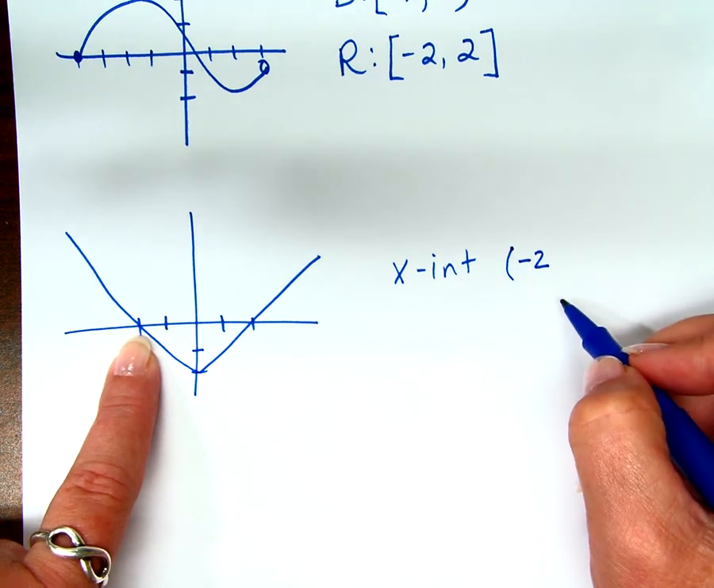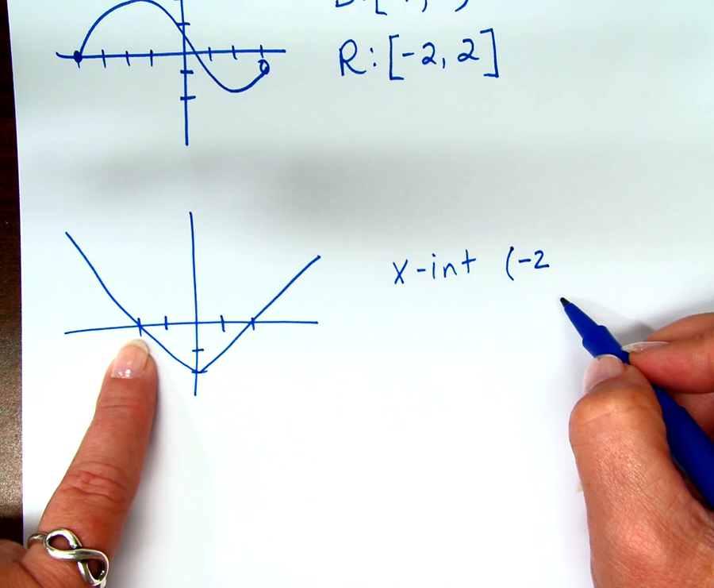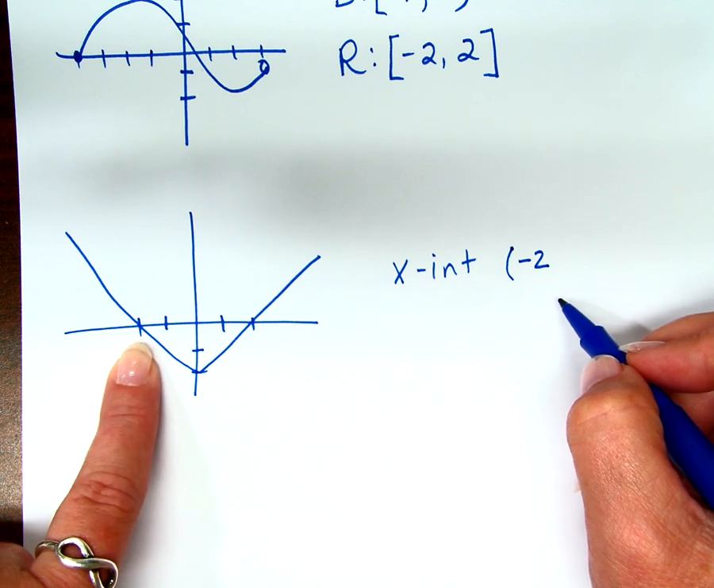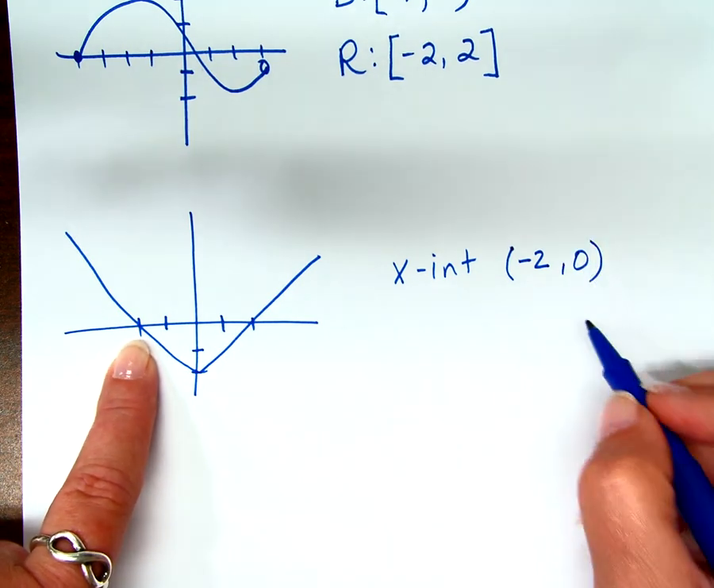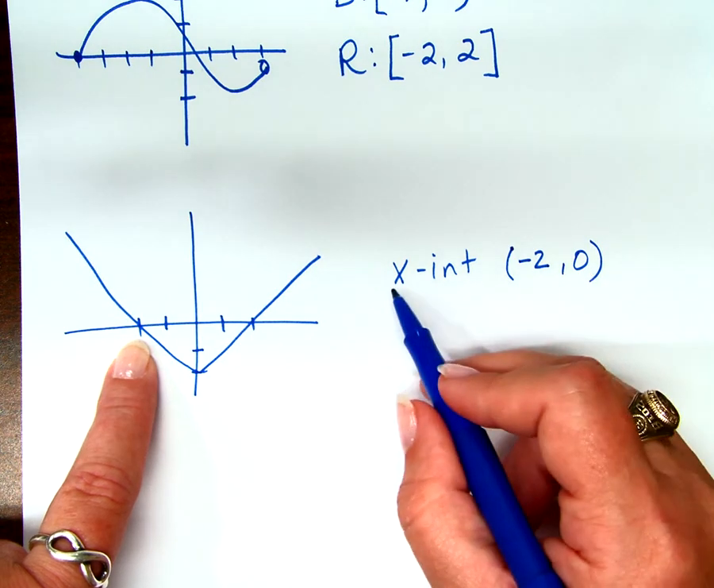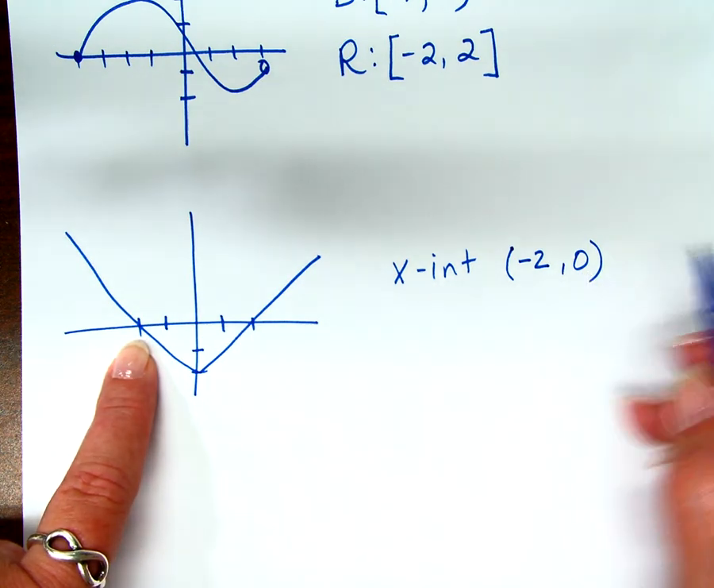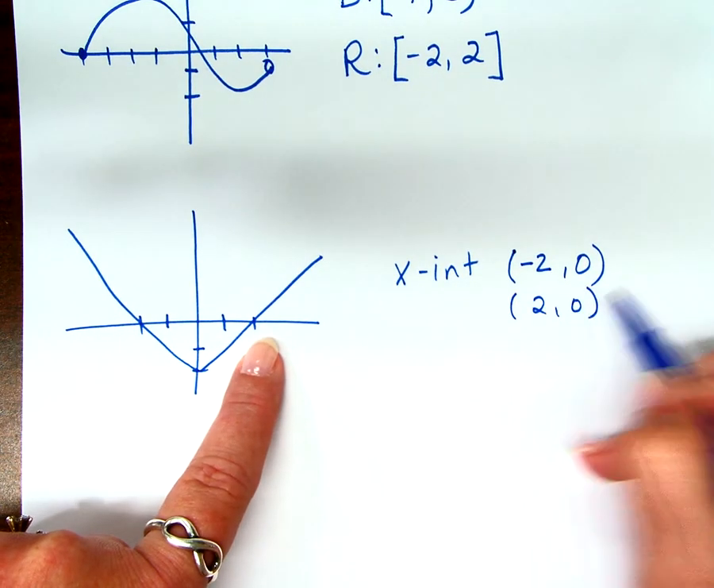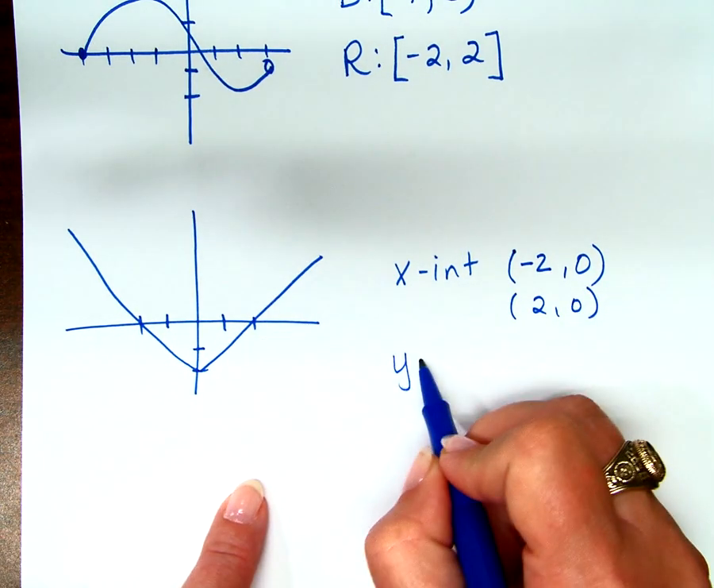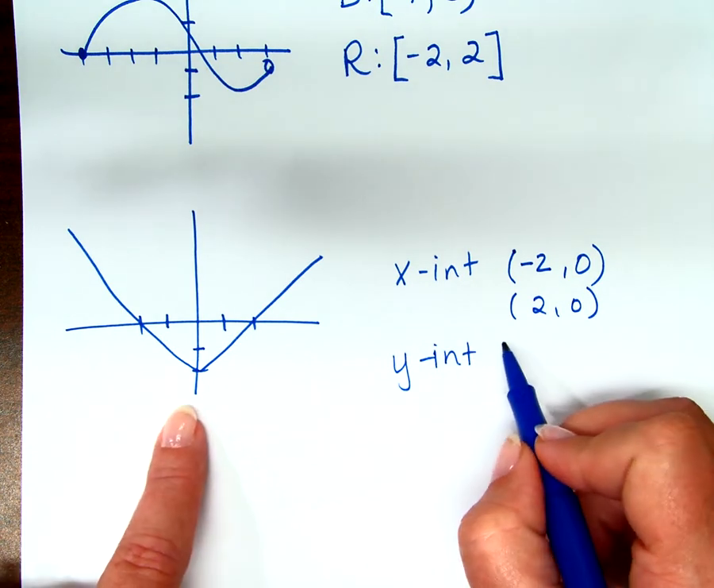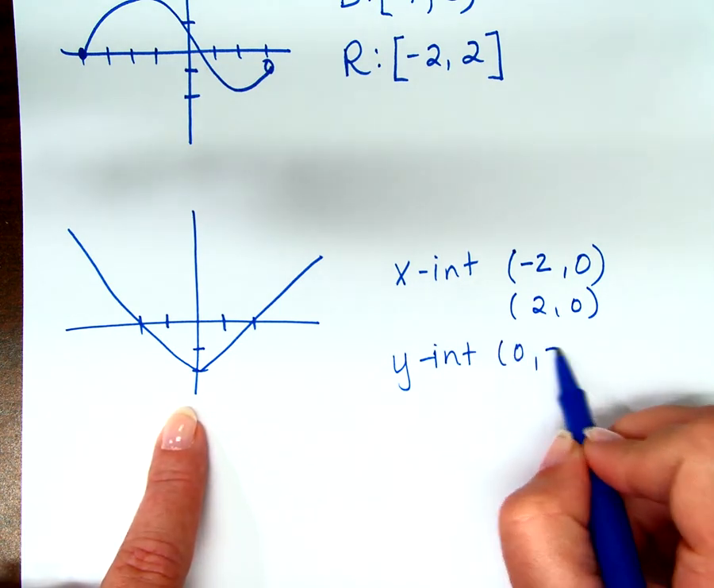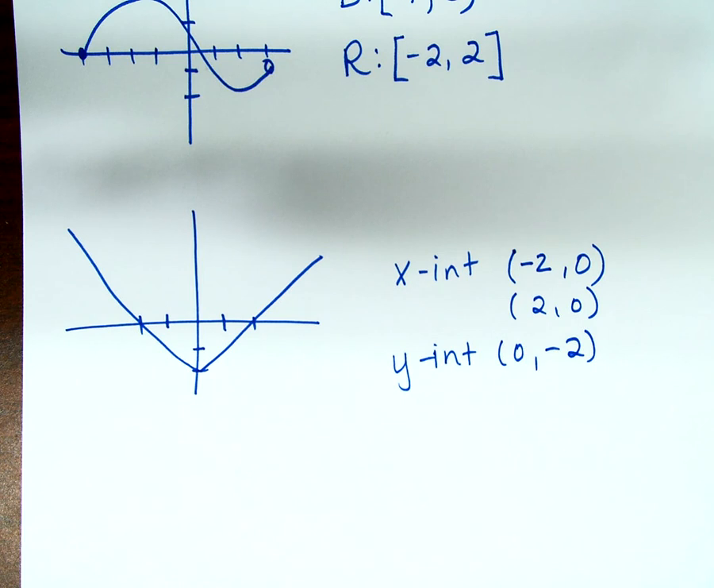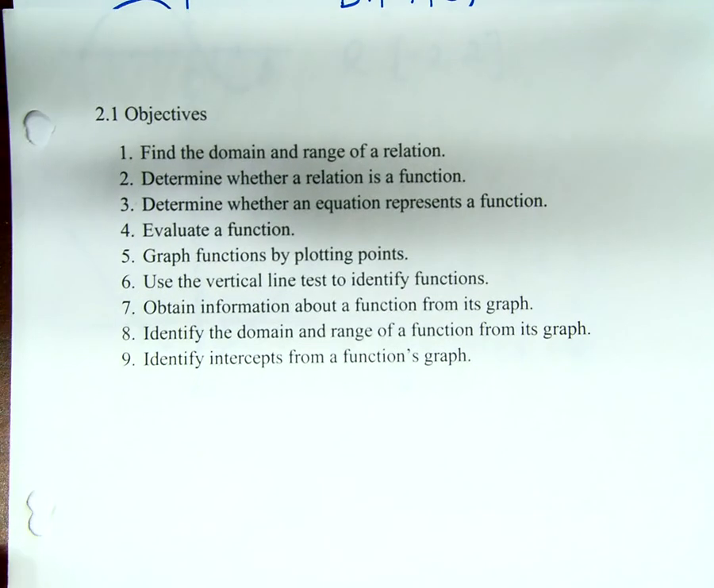You keep saying -2. Y-intercept is a point, right? So we can't just say -2 because -2 is just a number. -2, 0, right? We know it's an x-intercept because that's when y is 0. Is there another x-intercept? What is it? 2, 0. Okay. Is there a y-intercept? What is it? Question. Any questions about any of these objectives for today?